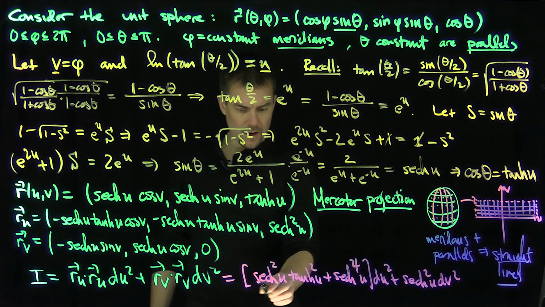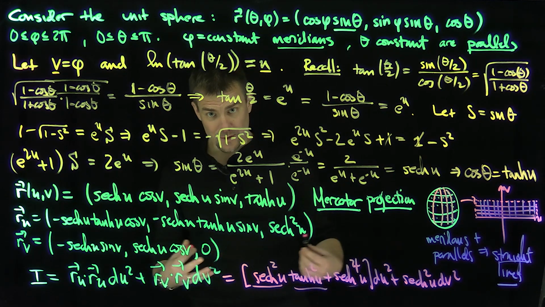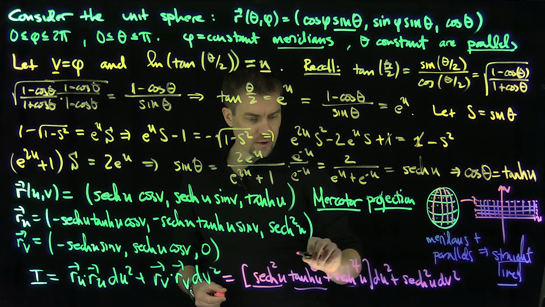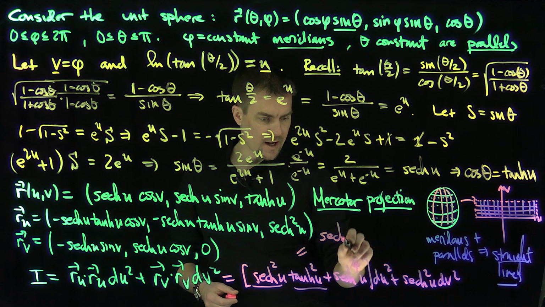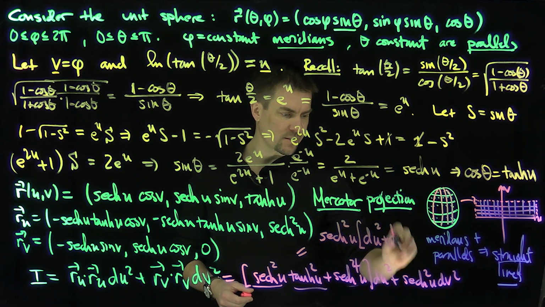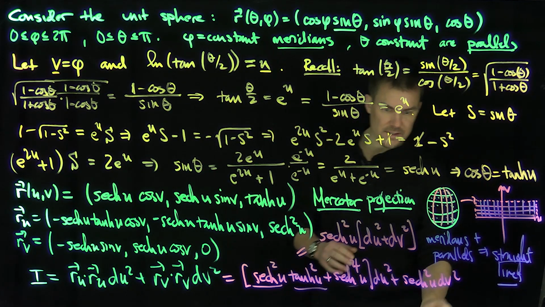Now, of course, hyperbolic tangent squared plus hyperbolic secant squared is equal to 1, right? So in other words, this whole thing simplifies to hyperbolic secant squared of u times du squared plus dv squared. Beautiful. Now, the important part about this is the following.